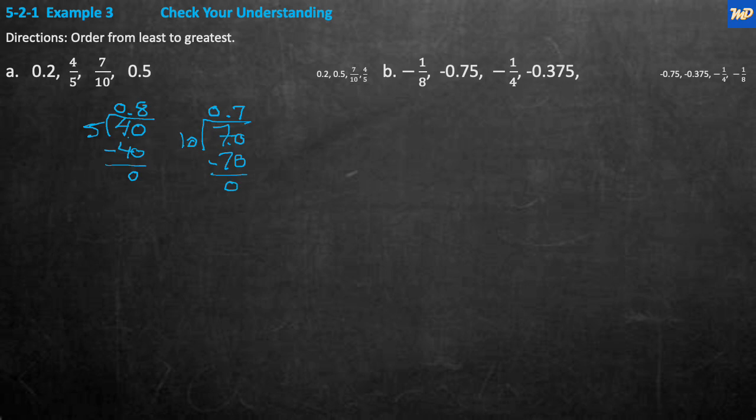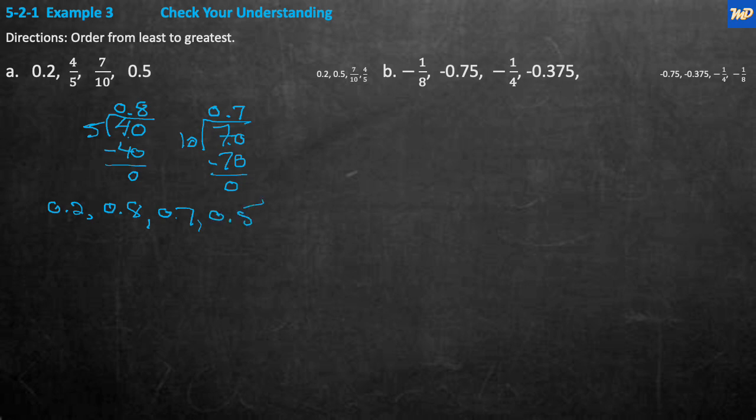Okay, so we now know that we have 0.2. We have 0.8. That's for the 4/5. For the 7/10, we have 0.7. And then the last one we have is 0.5. Now we just have to put them in order.